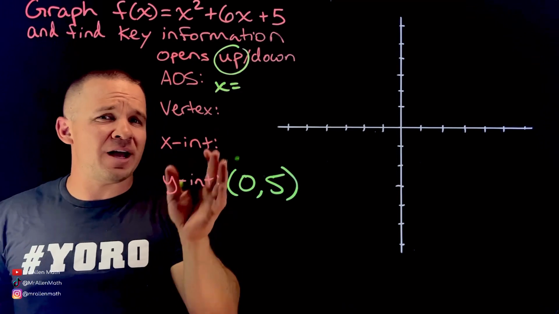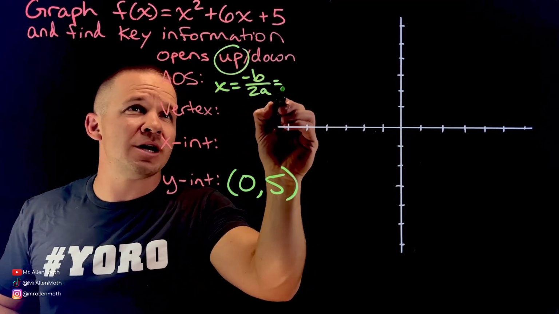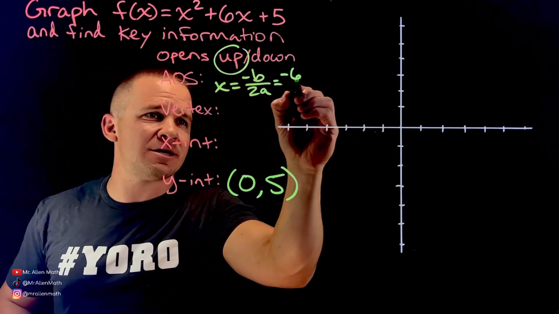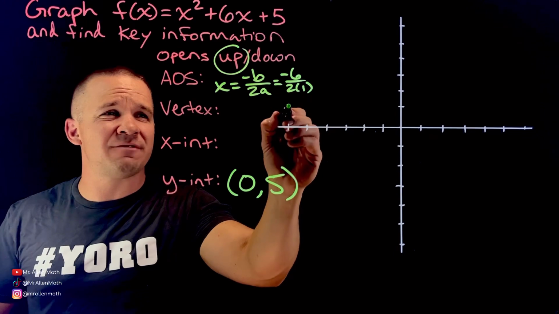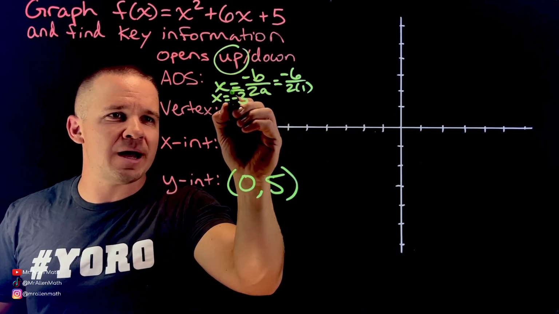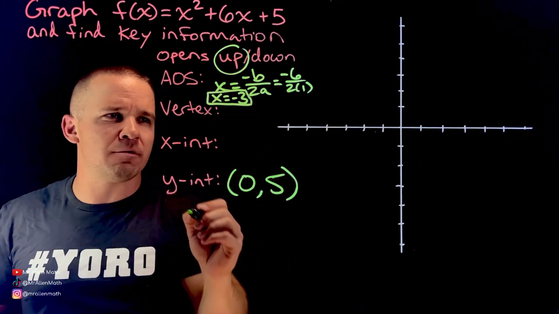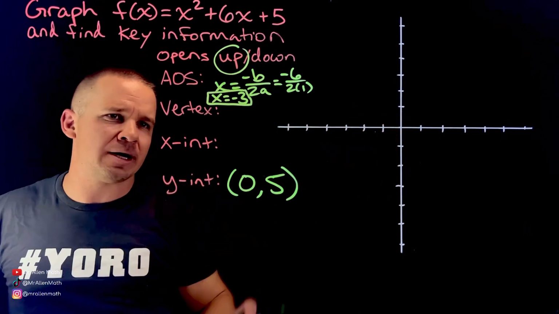I need to use this fancy little formula here, opposite of b over 2a. So when I do that, opposite of b is -6 over 2 times 1. That's going to give me -6 divided by 2. So I'm going to have x equals -3. That's my axis of symmetry right there. I'm not really sure exactly where the graph's going to go. I didn't want to impede too much.